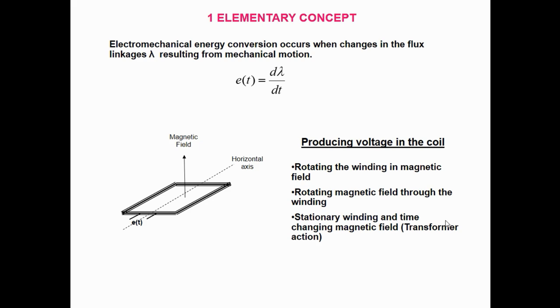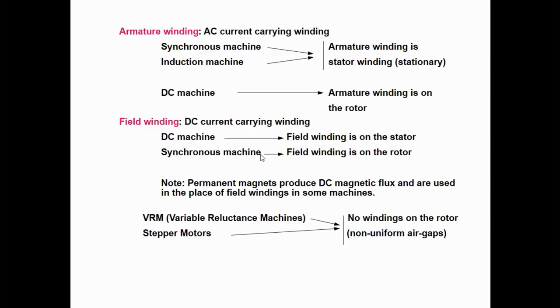Now here you can see the two types of armature winding I am talking about, the AC current carrying winding. So what are the AC current carrying windings in different machines? In synchronous and induction motors, the armature winding is generally housed in the stator slots, so it is stationary in nature. And in the case of a DC machine, the armature winding is on the rotor.